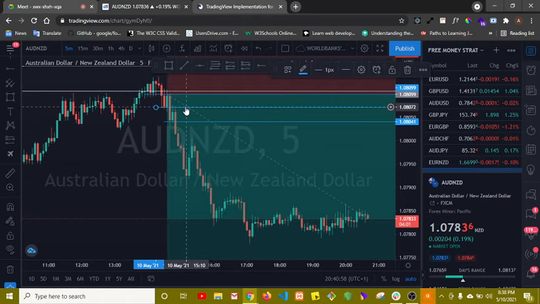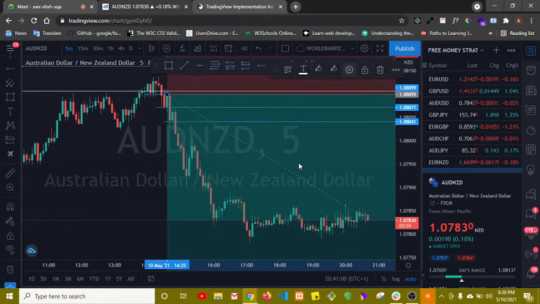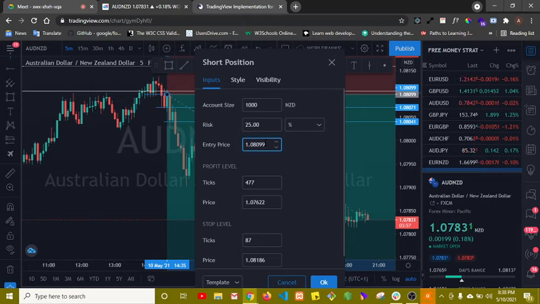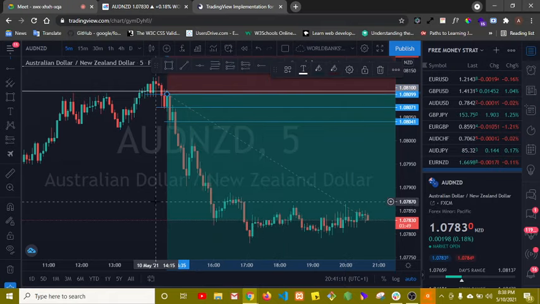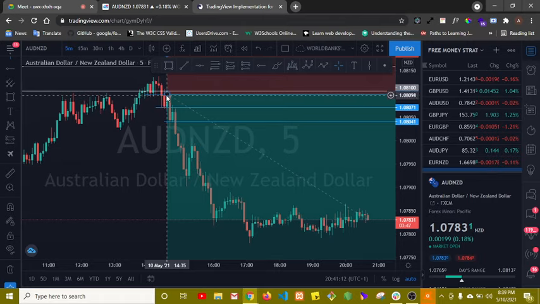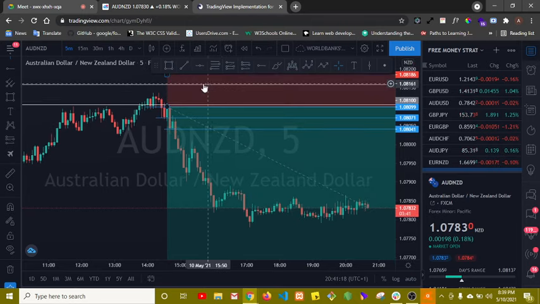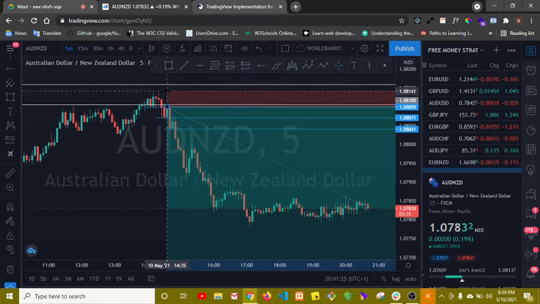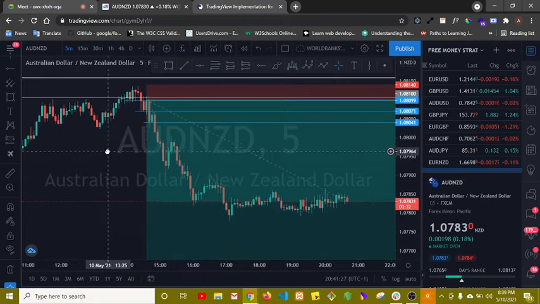Remembering to use 1:100 like that. Yes, so using institutional entry, boom, to the downside, and then your stop loss will be where? Just a little bit above everything, like that.